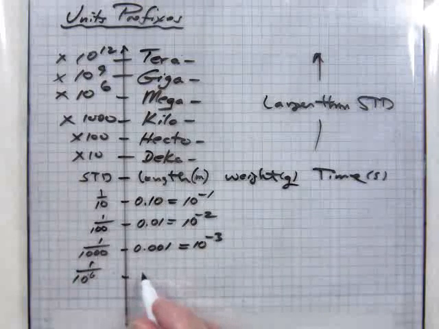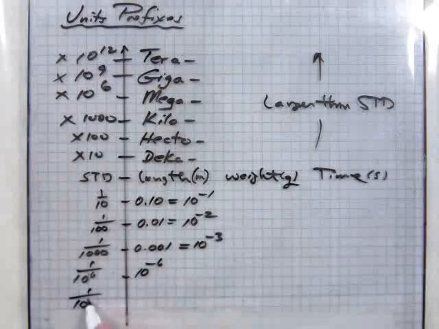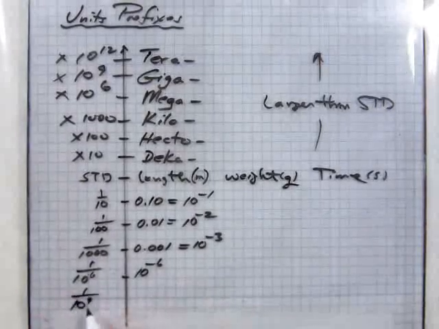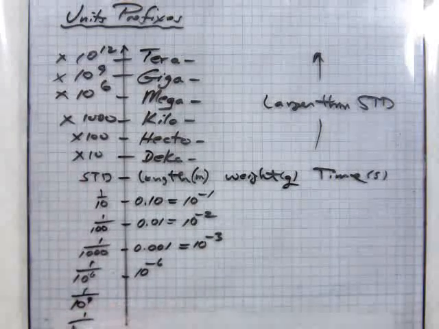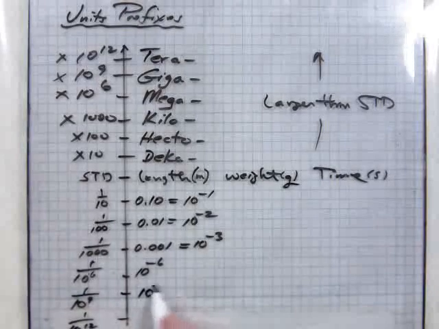And then you have 1 over a million. I'm not going to put that one, I'm just going to put 10 to the minus 6, and 1 over a billion. I keep wanting to put the negative in there. 1 over 9 and 1 over 12. So these are the ones that are primarily used.